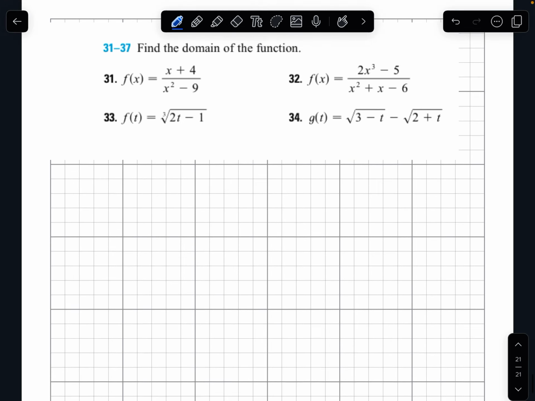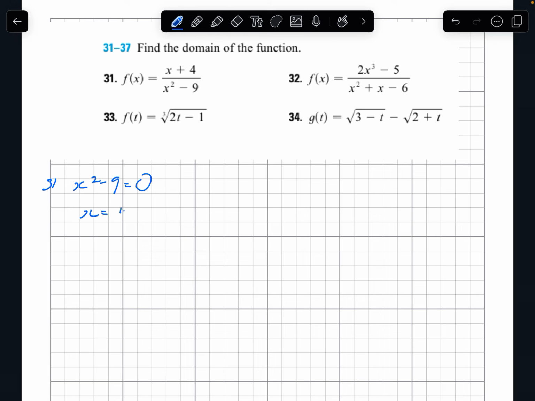So, in 31 here, you get issues in a rational function like this when the denominator is 0. Right, so what we're interested in is finding when x squared minus 9 equals 0, which would be x equals plus or minus 3. So at this point, we would get 1 over 0 problems. So we know that our domain, everywhere else is fine.